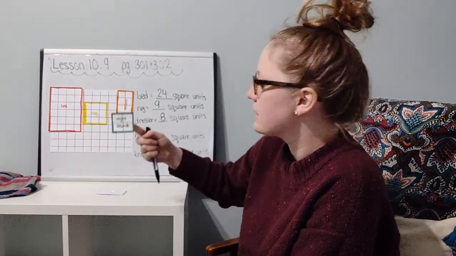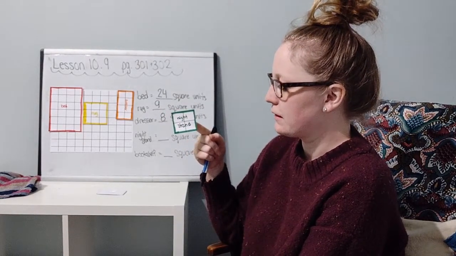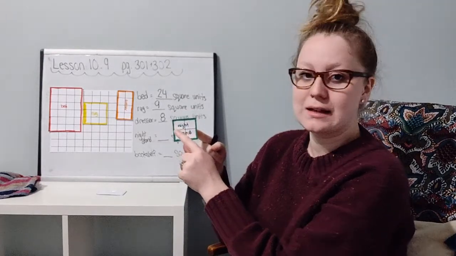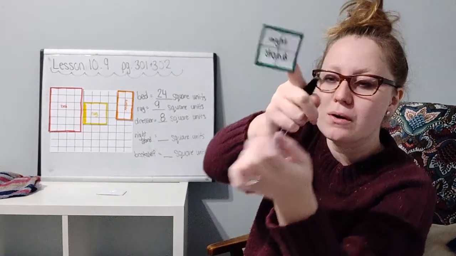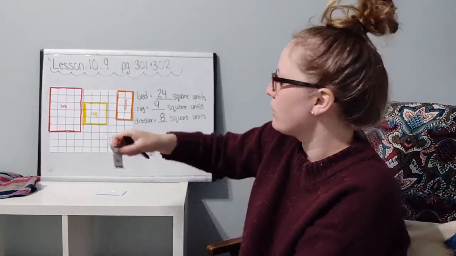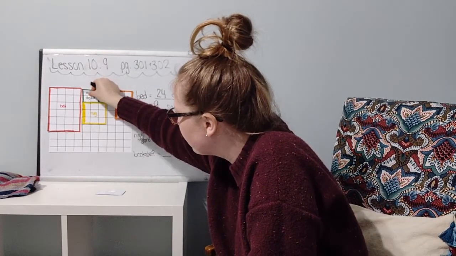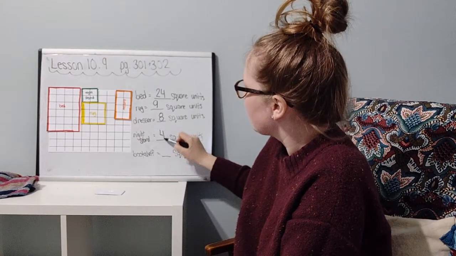The next one I have is a nightstand. A nightstand's a nice place to put little things like water bottles you might want in the middle of the night. So this nightstand is 1, 2, 3, 4 square units. If you want things in the middle of the night, it should go right beside our bed. Okay, it is 4 square units.